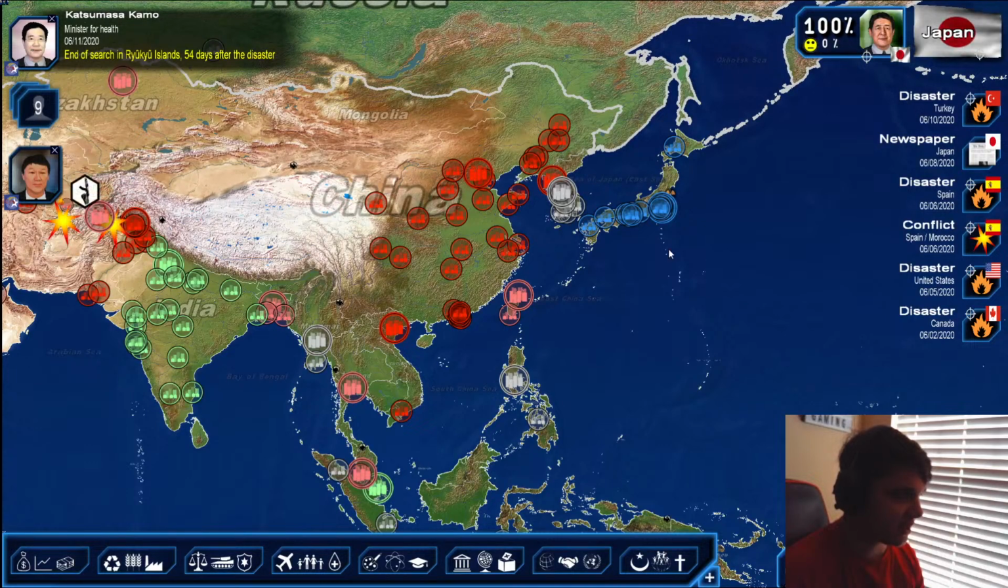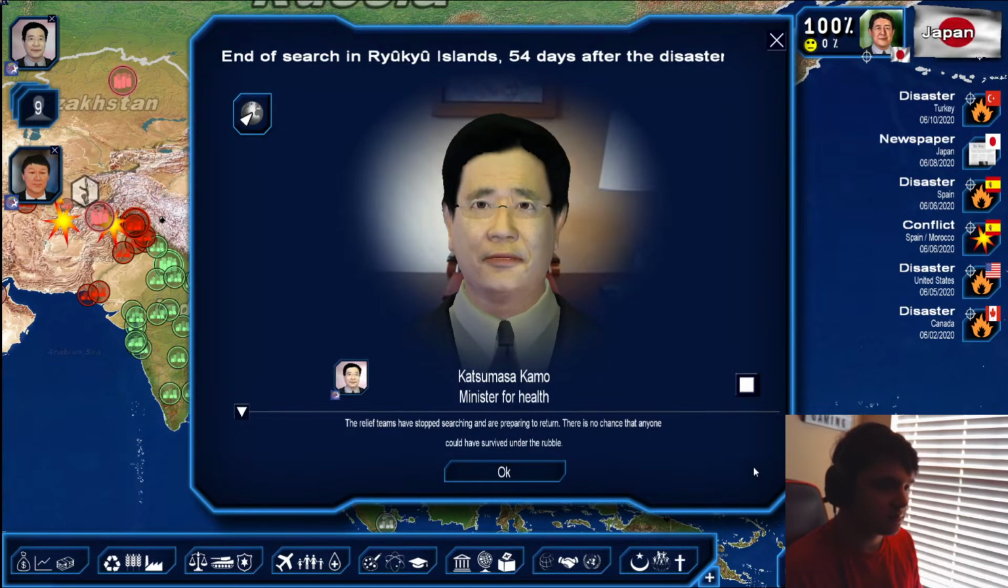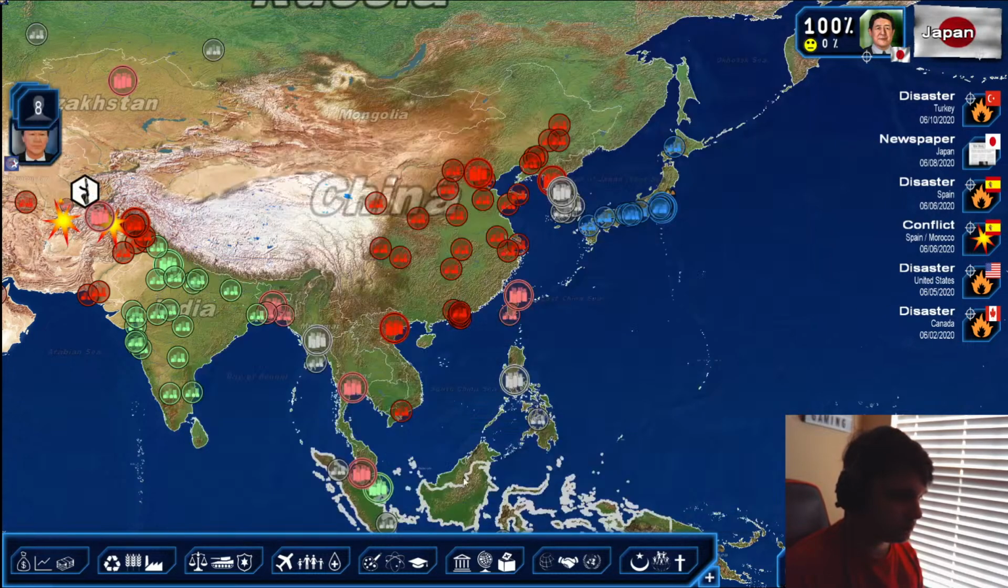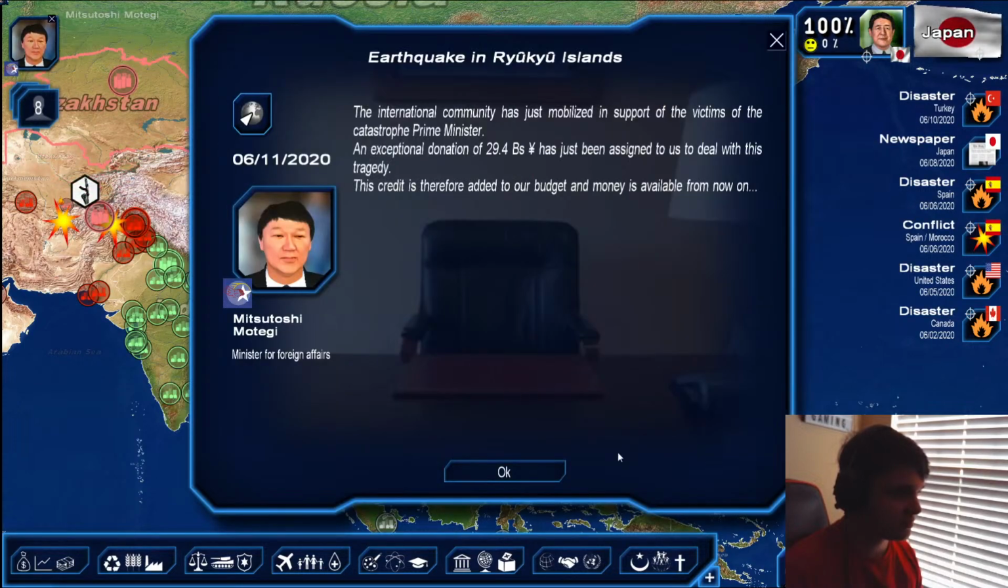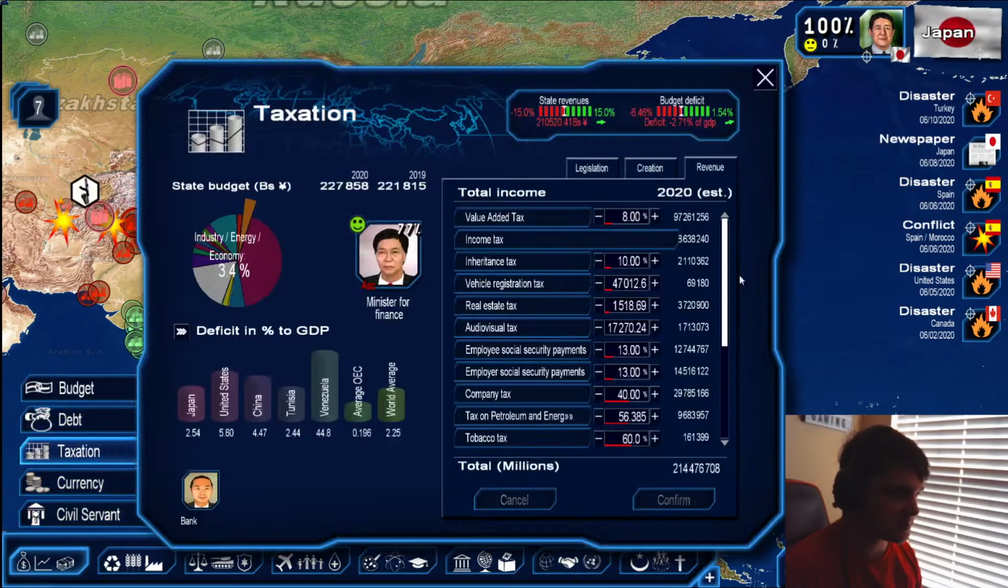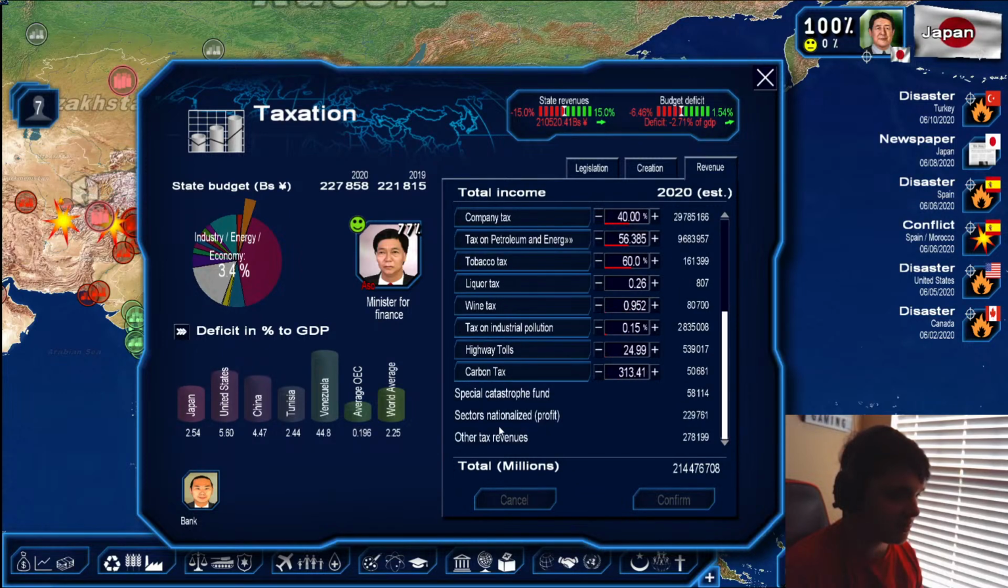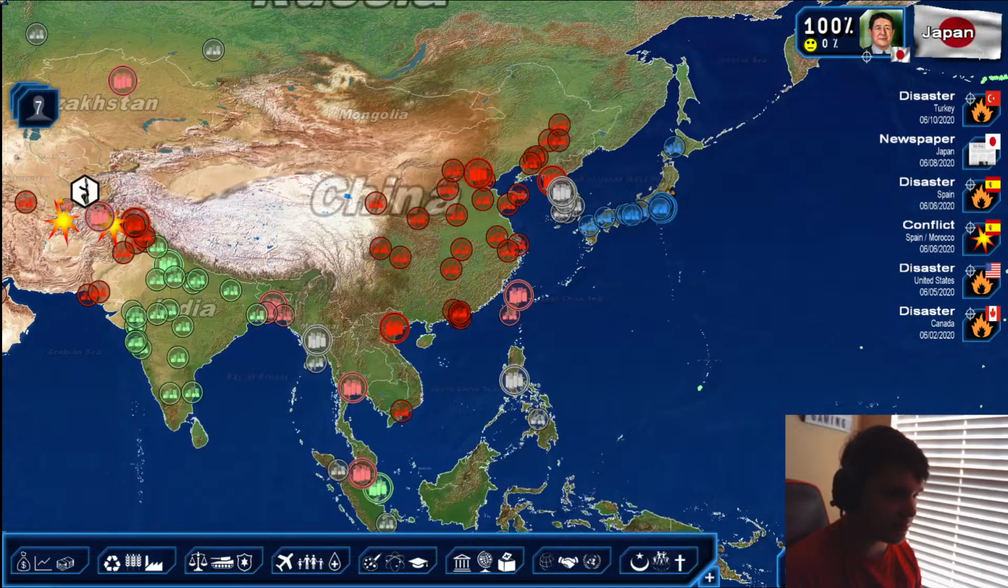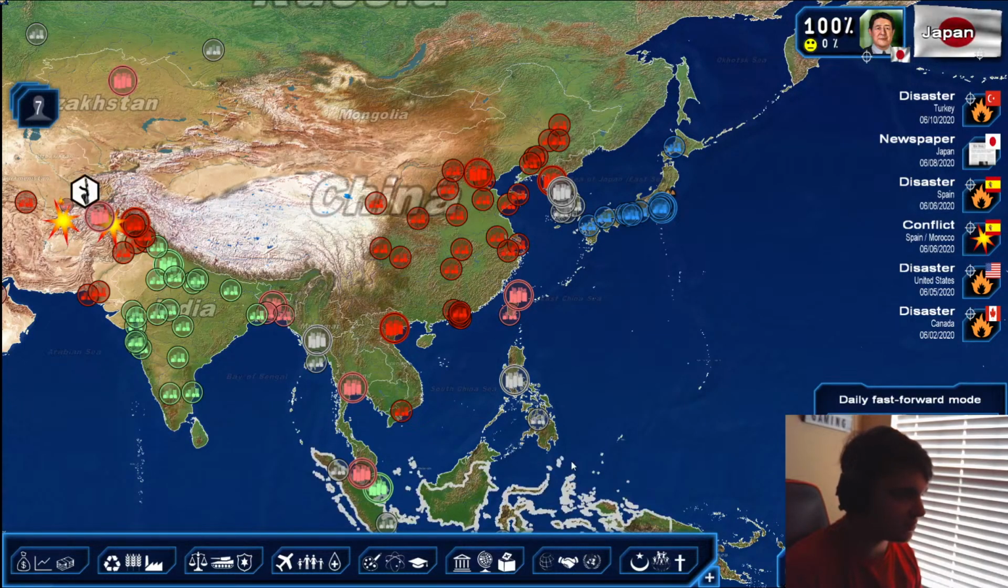End of searching in the Riku Islands. The relief teams have stopped searching and are preparing to return. There is no chance that anyone could have survived under that rubble. And 29 billion yen has been offered. Let's go ahead and see what we're making on special catastrophe. We have 58 billion yen in our special catastrophe fund.